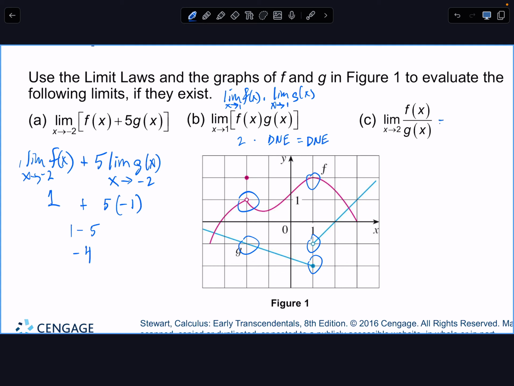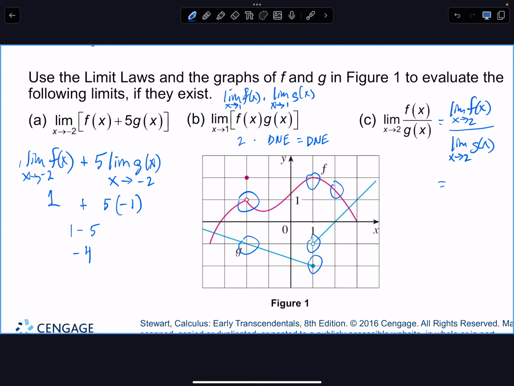And finally, here, what we do is break it up into the quotient of the limits, with x approaching 2 of f and g. So we just take it one at a time. What's the limit of f, the pink line, as x approaches 2? 1.5. Yeah? Tell me again, what's the limit as x approaches 2 of the f function?